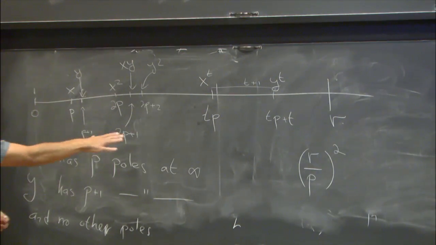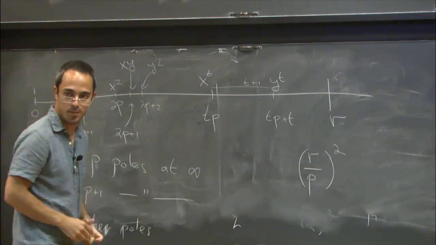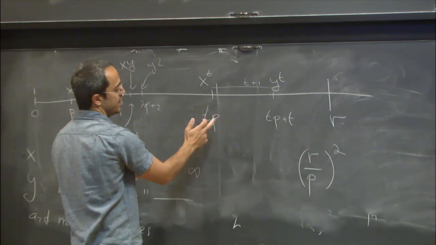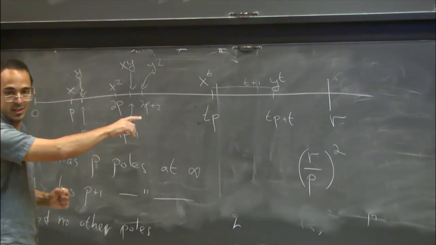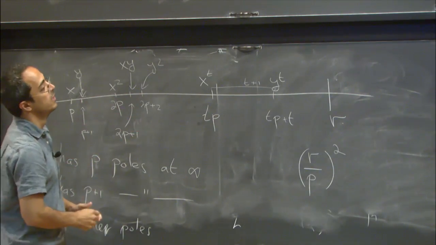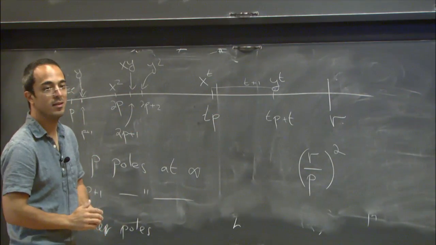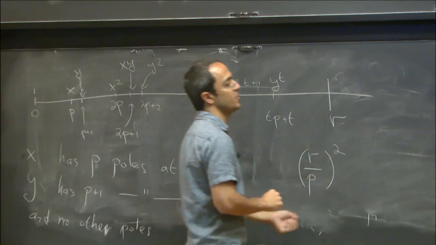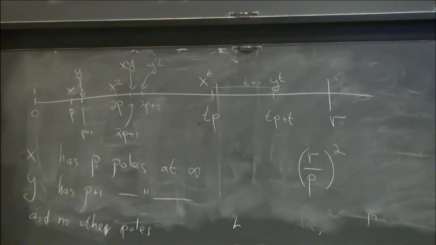Okay, so this is what you get. Some r over p squared. Because if you want to get to r, then the last interval is something like r over p, and this is an arithmetic progression, so r over p squared. So r is the degree, and this is the dimension. Exactly. So let me write this down, because now this for me is the hard part.